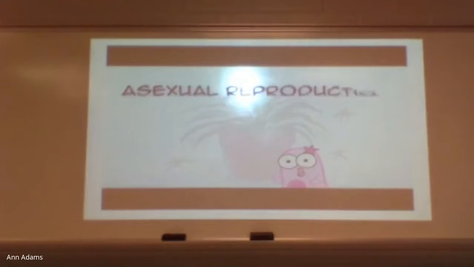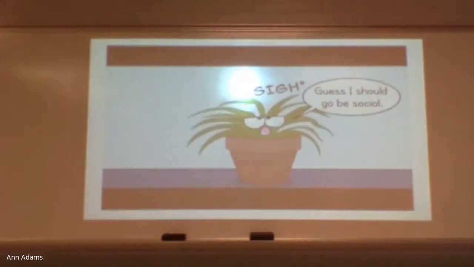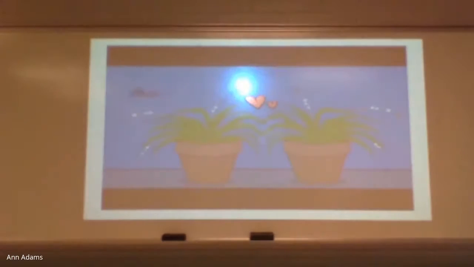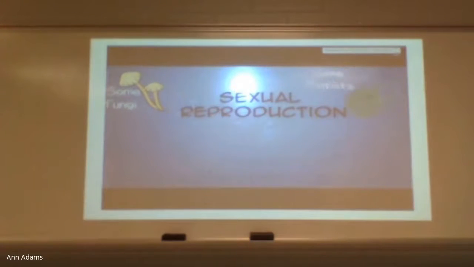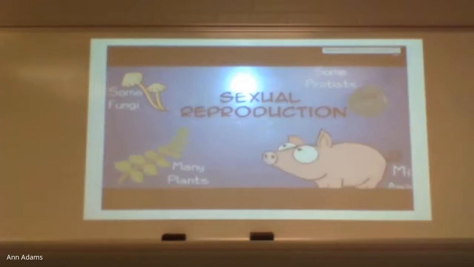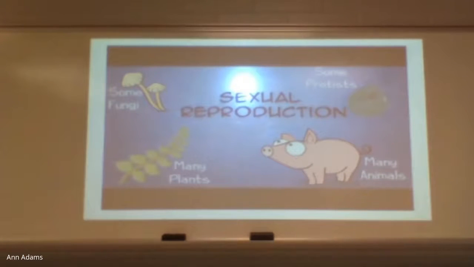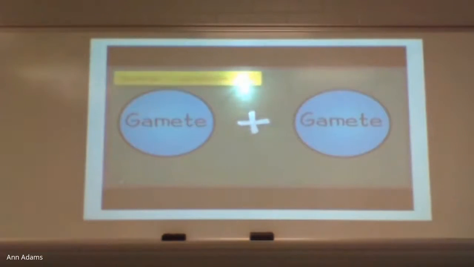So in the spider plant example, this was asexual reproduction. But it's important to realize that not all plants can reproduce asexually. In fact, spider plants themselves can reproduce another way. Spider plants and many other plants can undergo sexual reproduction. In fact, lots of organisms can: some fungi and some protists, many plants, many animals. Sexual reproduction involves the uniting of gametes, which are reproductive cells, to make a new organism.